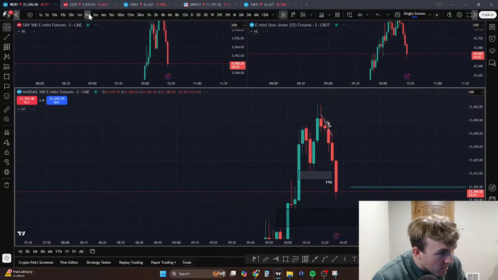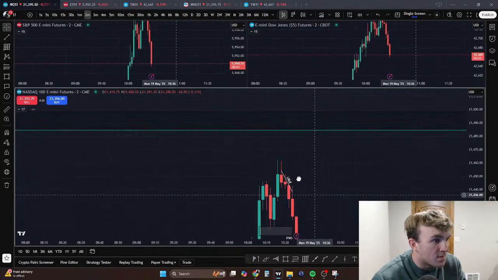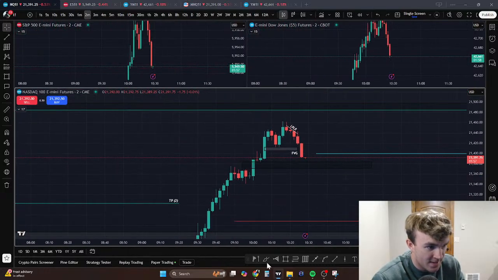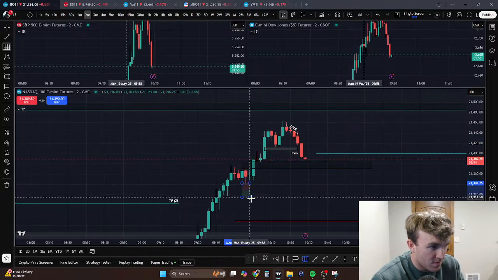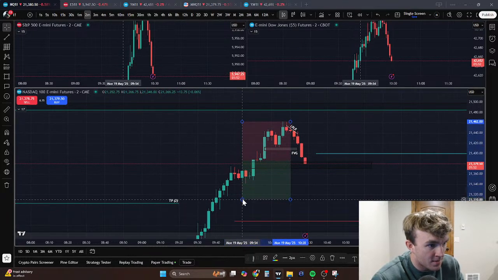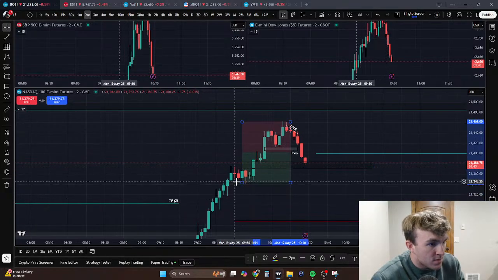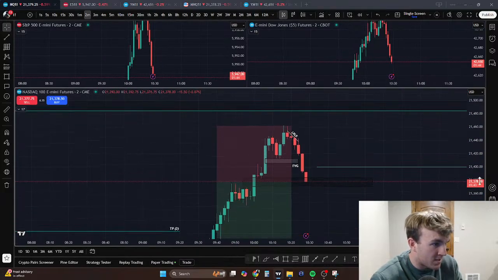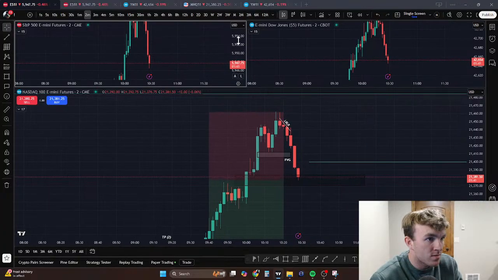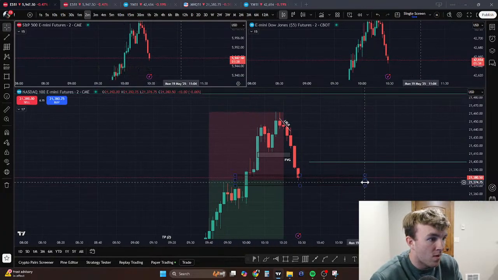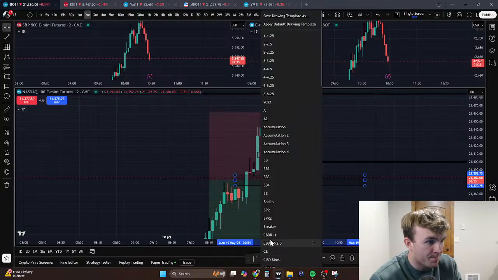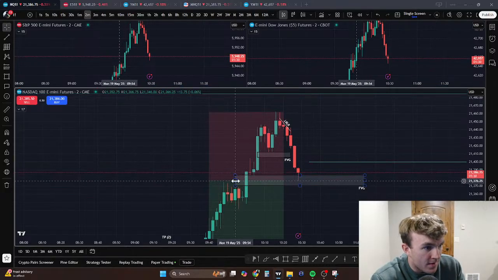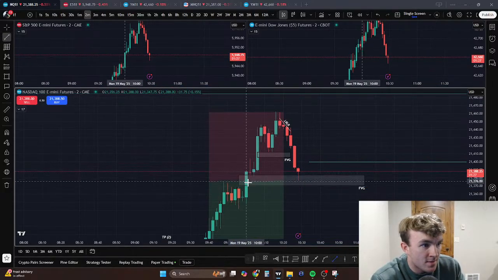And then yeah, I'd probably target this. I want to also see us rebalance the discount of this if we haven't already. Okay, I want to see us rebalance the discount of this. So we just did. So there's that lower fair value gap. So there's the 5-minute fair value gap. Discount rebalanced.